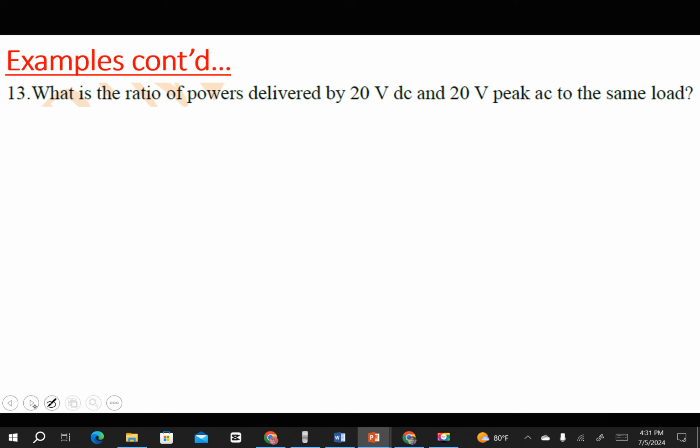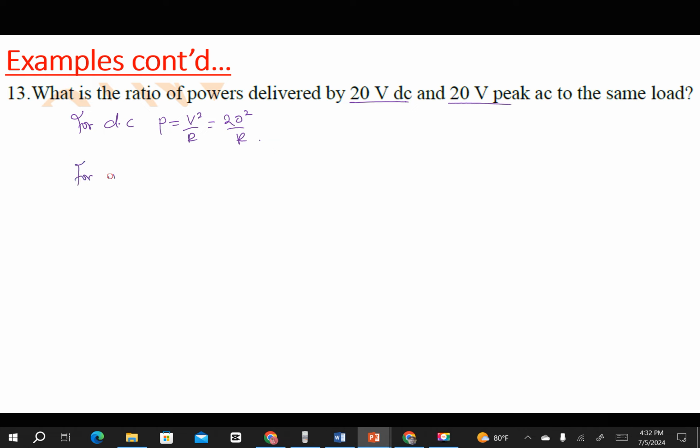What is the ratio of powers delivered by 20 volts DC and 20 volts peak AC to the same load, that is the same resistor? Let's begin with 20 volts DC. For DC, the power delivered is going to simply be V squared over R, which is 20 squared over R.